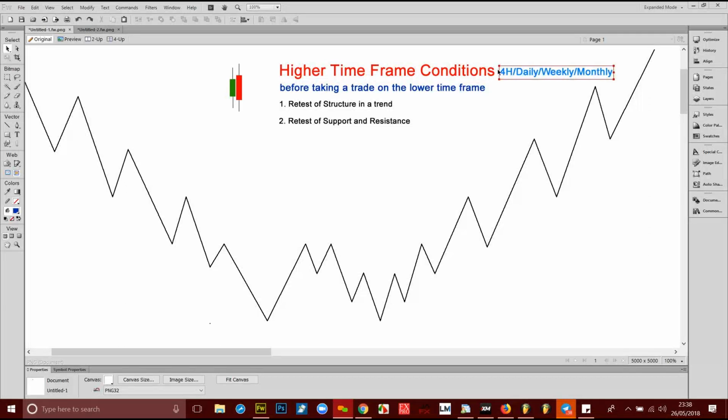Okay, so welcome to the second session. Now, what I want to look at in this session is how to identify entries, what to do, how to enter the market, and the rules and conditions that are to be met before you can take a trade.